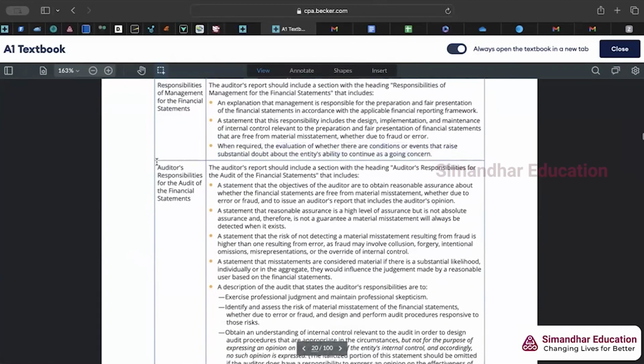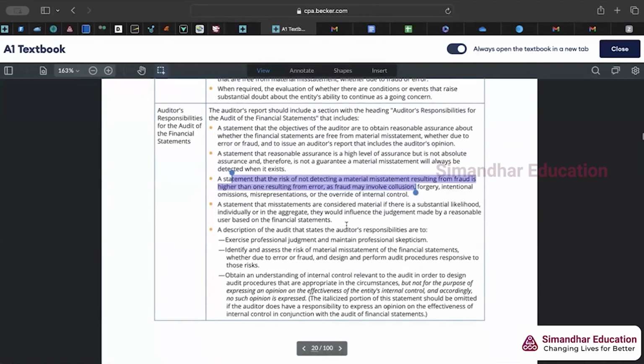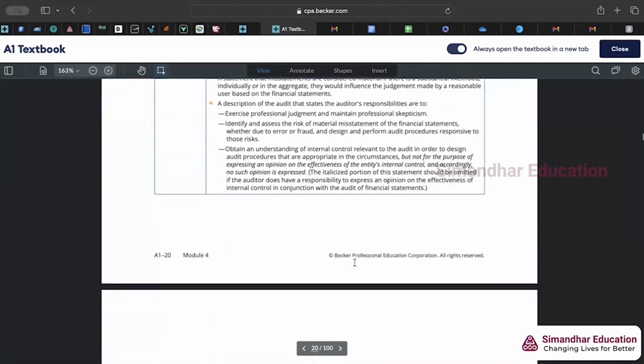What is the auditor's responsibility for the audit of the financial statements? A statement that the auditor has to obtain reasonable assurance. A statement that reasonable assurance is a high level of assurance and not absolute assurance. A statement that there is a risk of not detecting misstatement. Again, the auditor cannot do a 100% audit. A statement that misstatement is considered material if there is a substantial likelihood of it influencing the judgment. And whether they've exercised professional judgment, skepticism, identified risks, and what procedures they did.